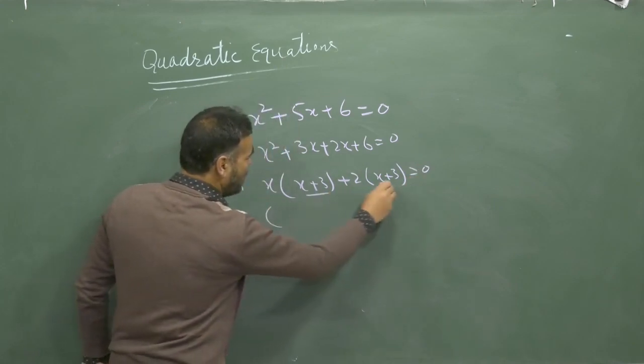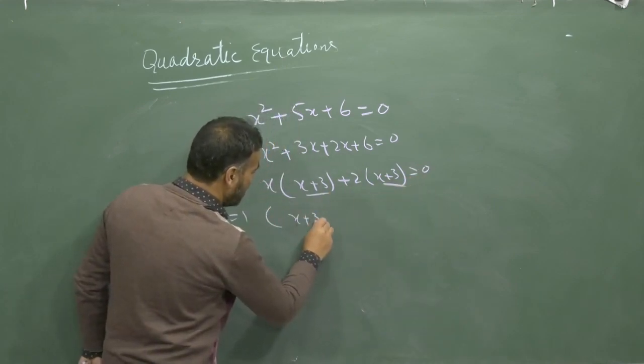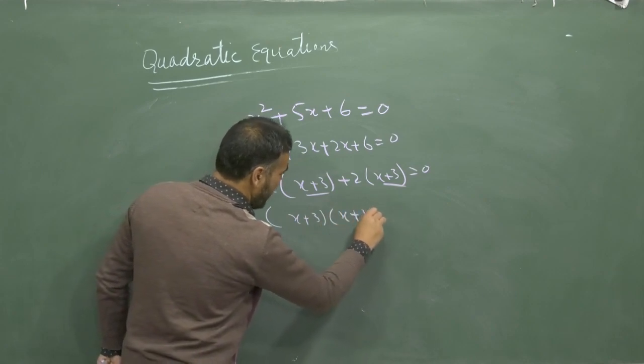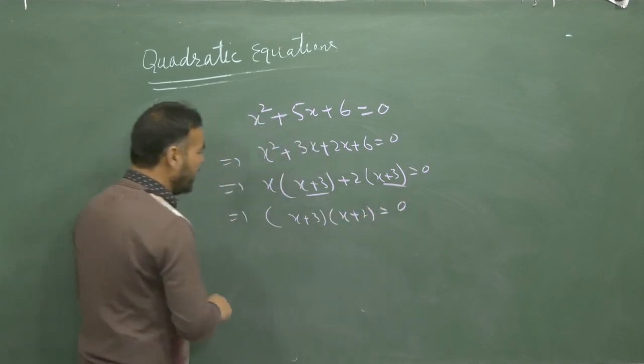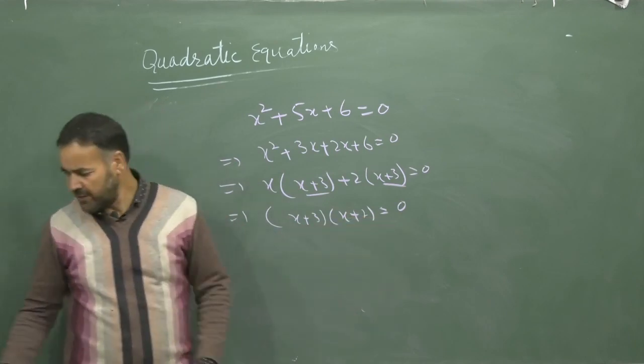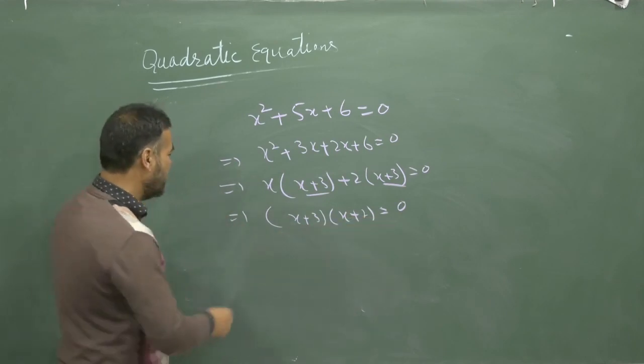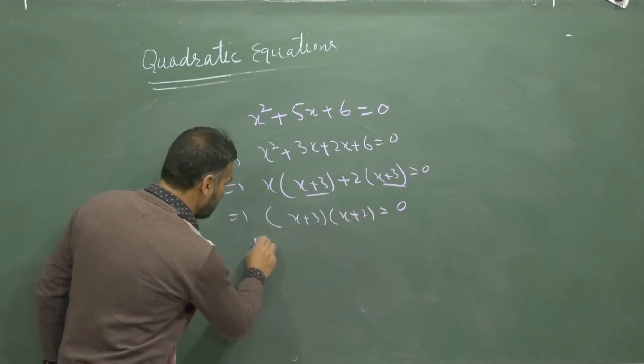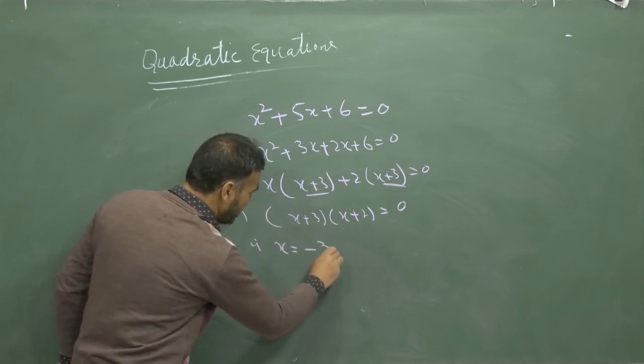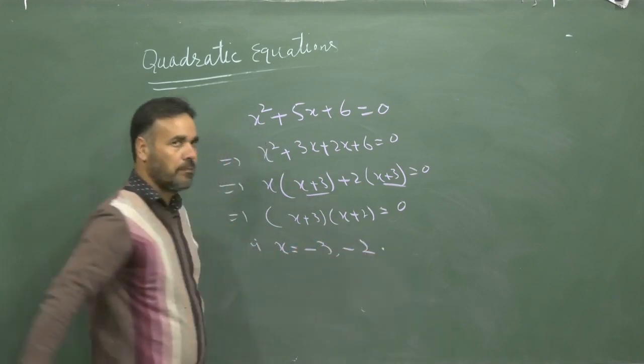That is x plus 3 and x plus 2, that is equal to 0. Either this is equal to 0 or this is equal to 0. We can say that x will be equal to minus 3 and minus 2.